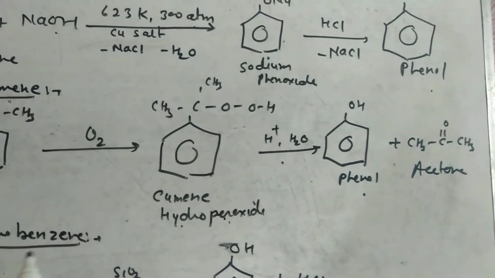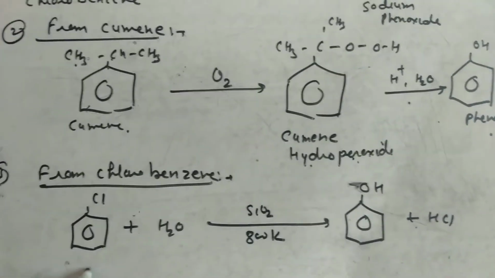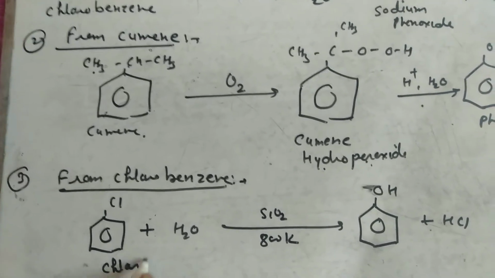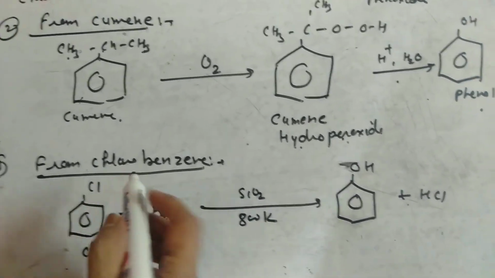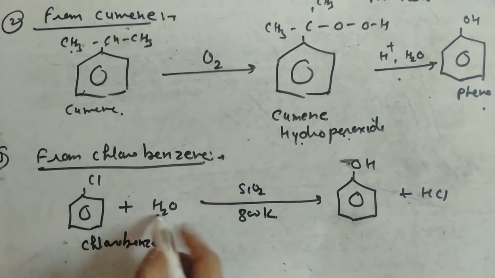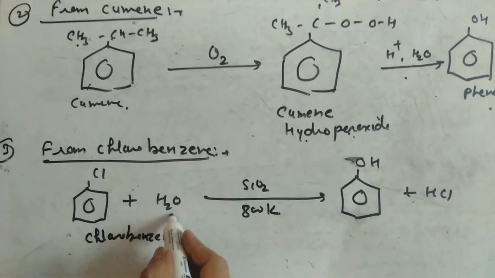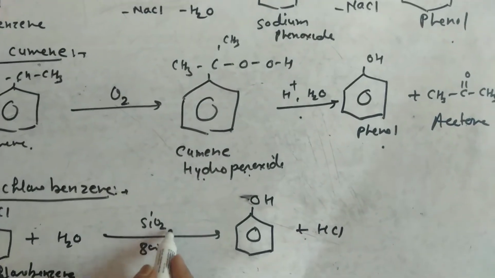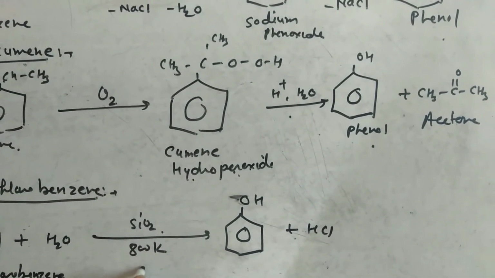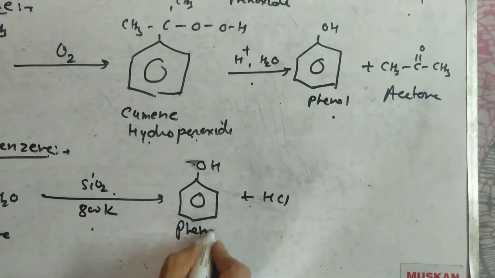And third method, from chlorobenzene. This is chlorobenzene. Chlorobenzene is heated with steam. Steam is passed over chlorobenzene in the presence of silica, SiO2, which acts as a catalyst, at 800 Kelvin. It gives phenol.